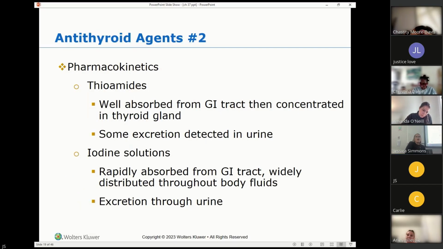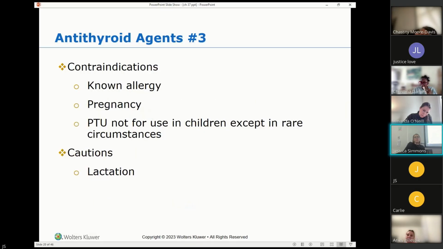So thioamides are well absorbed from the GI tract and then concentrated in the thyroid gland. There is some excretion in the urine, but it really is concentrated and just stays right there within the thyroid. Iodine solutions are rapidly absorbed from the GI tract, widely distributed, and excreted through the urine. So contraindications are known allergy, pregnancy, PTU. PTU is on page, where are you?